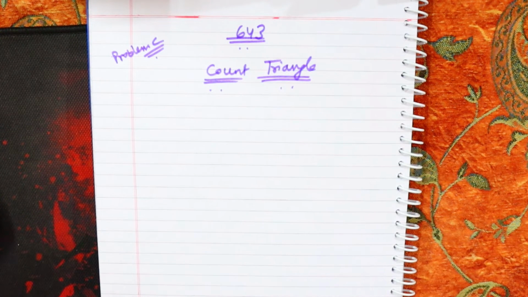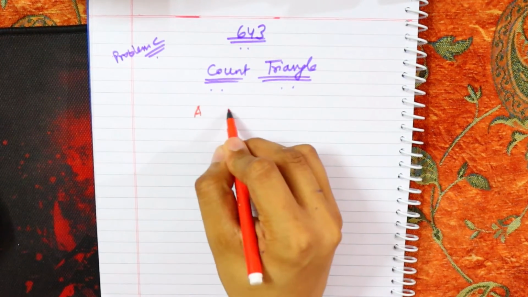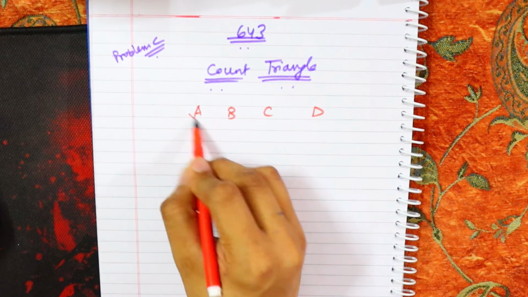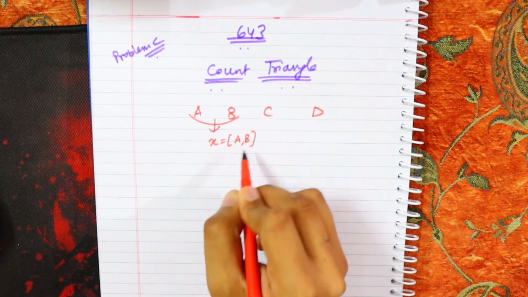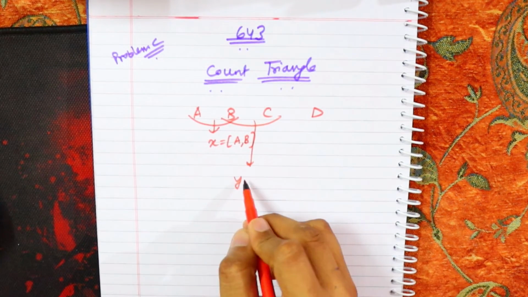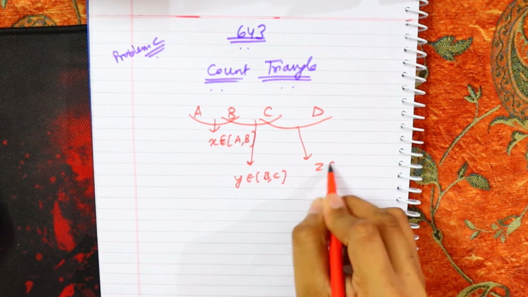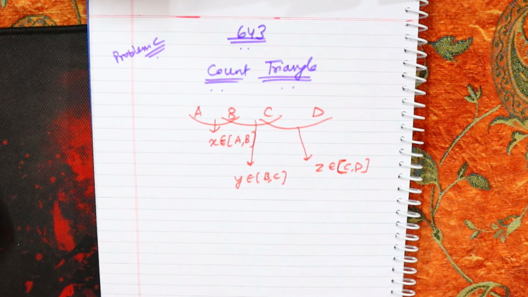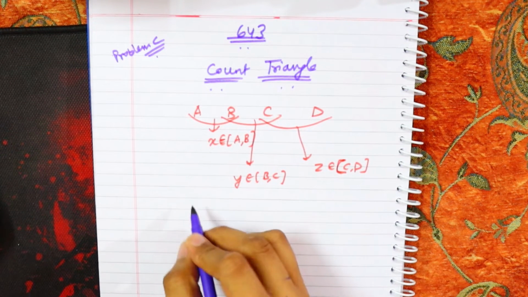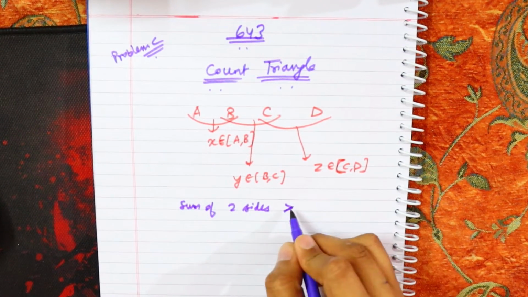First of all, I will explain the problem statement to you guys. What it says is that you will be having a range A, B, C and D. You have to choose a value x between A and B closed. Y should be between B and C, and Z should be between C and D closed. What we need to choose should follow the property of triangle sides, which is that the sum of two sides should be greater than the third side.